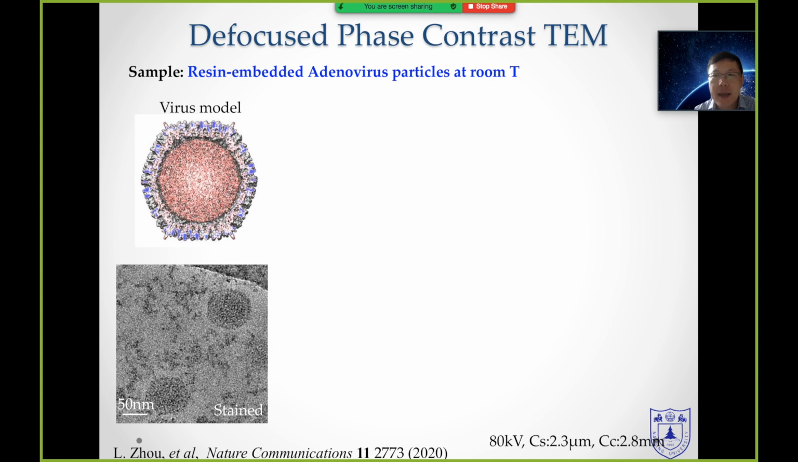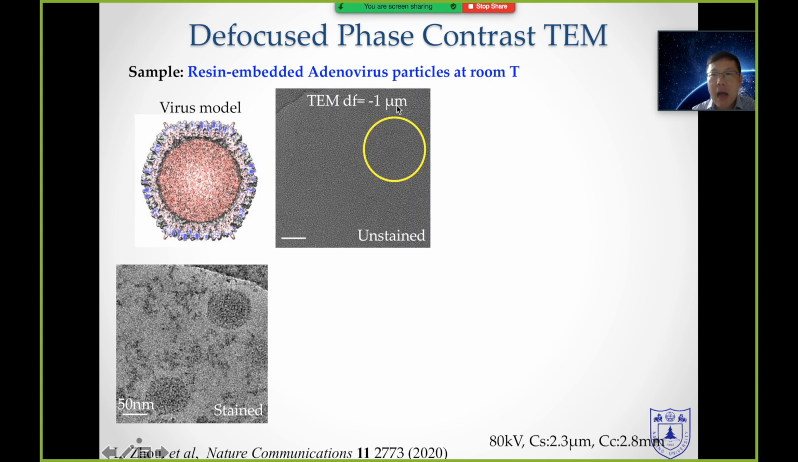see the contrast mechanism of defocused phase contrast imaging. This is the stained adenovirus to show you the size and the shape of the particle. However, in bioimaging, people use unstained conditions to preserve the native state of the sample. However, due to the weak scattering of the biomaterial, the contrast is really low at low dose conditions.